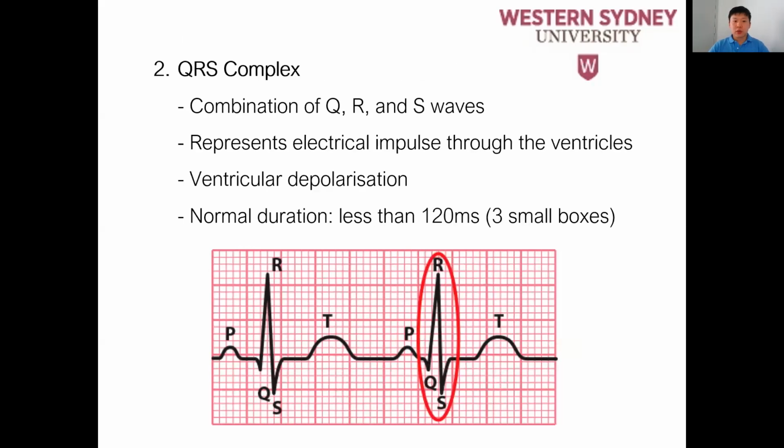For the QRS complex, this is a combination of the Q, R, and S waves. It represents electrical impulse traveling through the ventricles, so it represents ventricular depolarization. And the normal duration of the QRS complex is less than 120 milliseconds, or 3 small boxes.